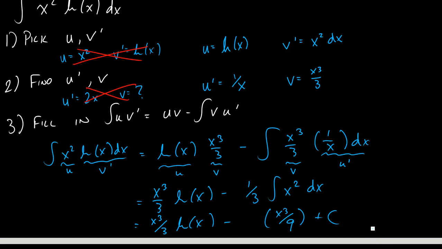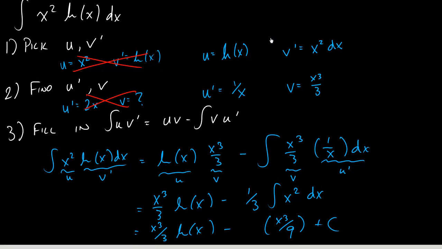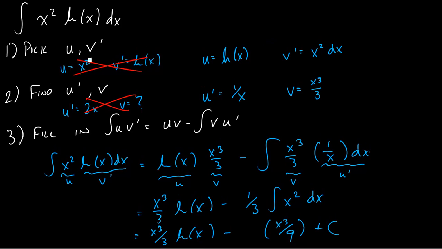Okay, so with ln's it works a little bit differently. Usually we end up picking u is equal to x squared, but here u is going to be equal to ln x, because that also becomes easier to work with as we take derivatives, and it just usually works better that way for ln's.